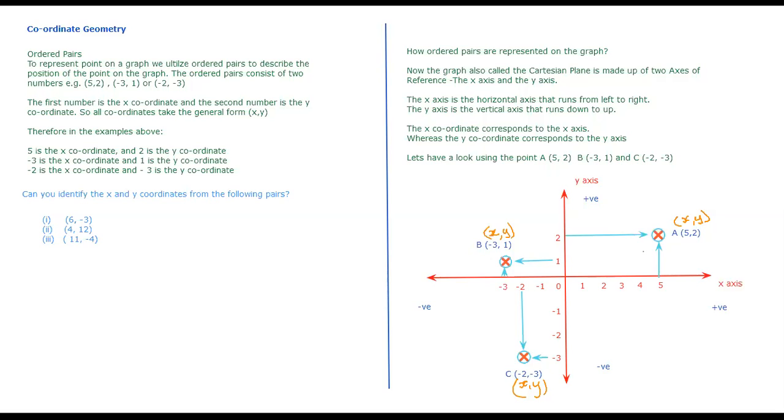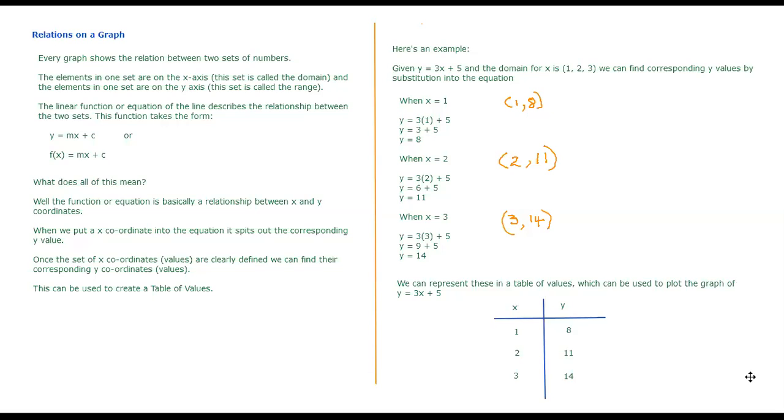I want to move on now to the relationships, or the linear equations or linear functions, that we use to draw graphs. Every graph shows the relation between two sets of numbers: the x coordinates, or the set of x values, and the y coordinates, the set of y values. As we saw with the ordered pairs before, all graphs are a relationship between those two sets of values. Now what we do is use these linear functions or equations to describe the relationship between the two sets. I've given the general appearance of these formulas.